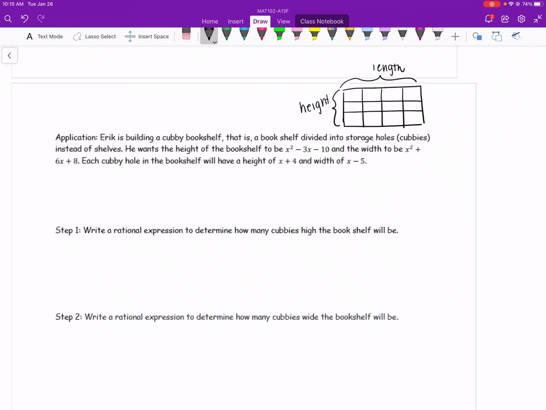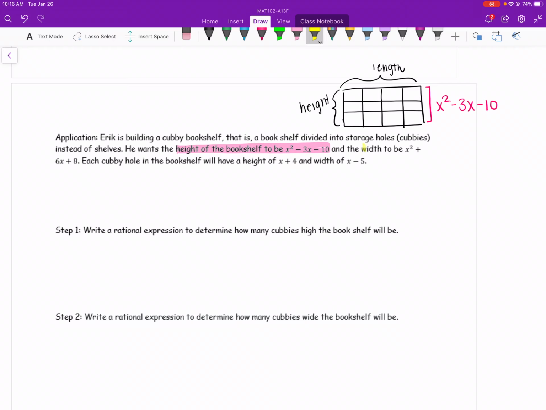He wants the height of the bookshelf to be x squared minus 3x minus 10 and the width to be x squared plus 6x plus 8. Each cubby hole in the bookshelf will have a height of x plus 4 and a width of x minus 5. So the first thing that I'm looking at is the height of my bookshelf is going to be x squared minus 3x minus 10.